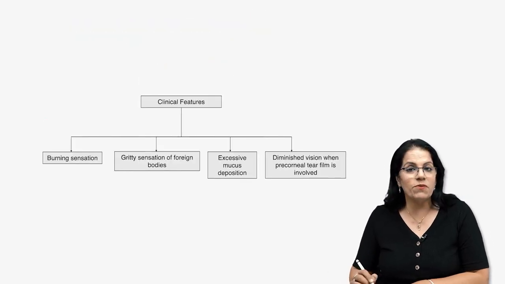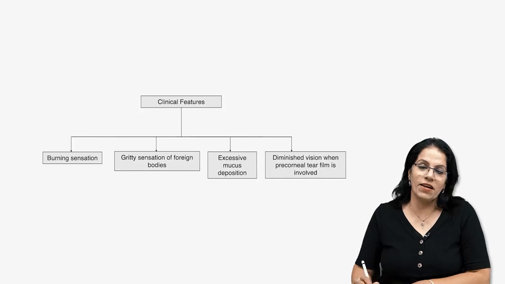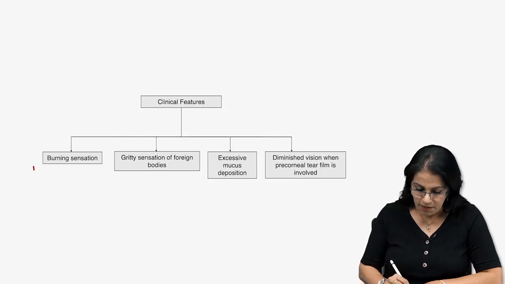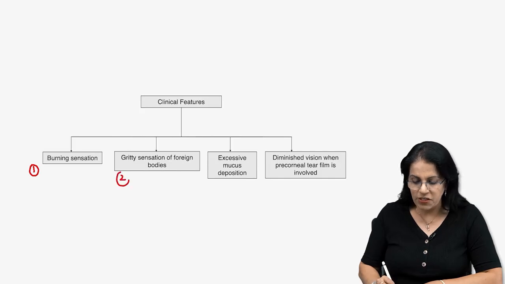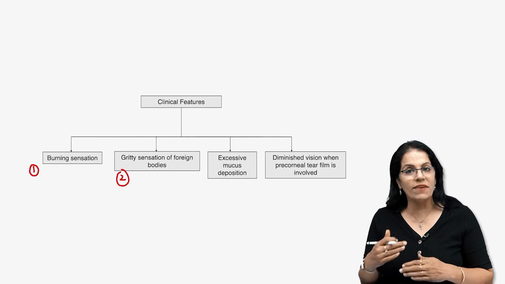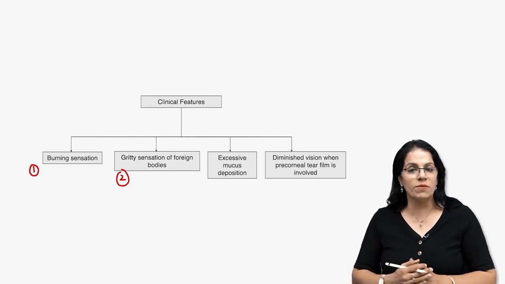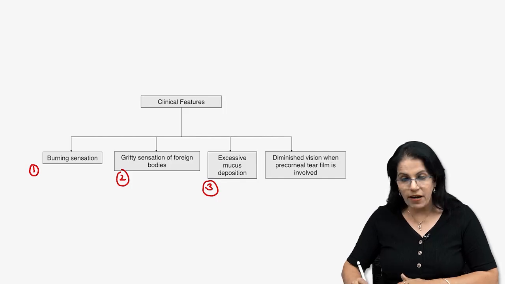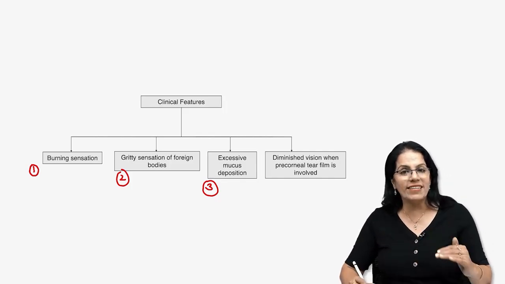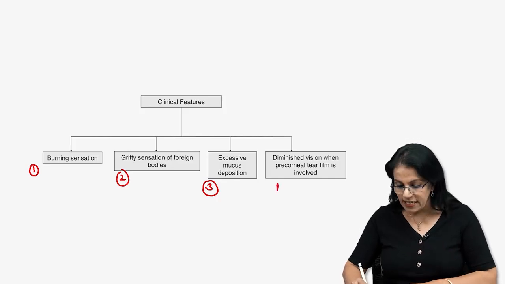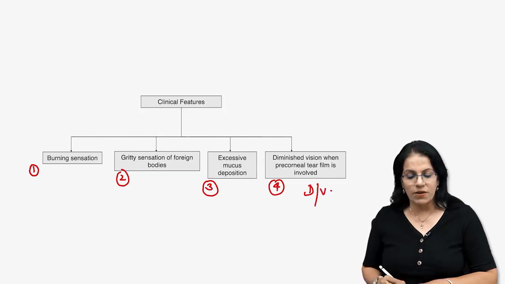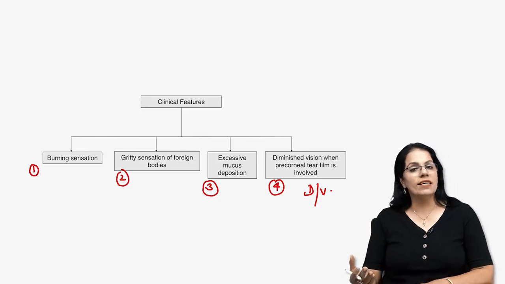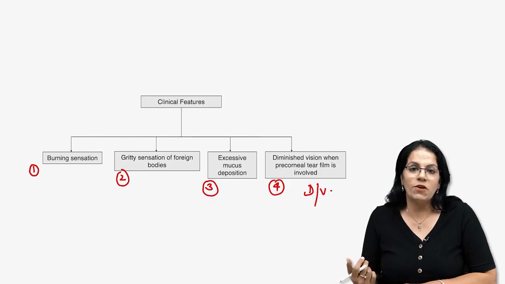Okay. Next, we talk about what will be the clinical features if the patient complains of dry eye. Very important, burning sensation. Number one, burning sensation. Then gritty sensation or something pricking in the eyes. Why? Because there is no tear to drain the debris and mucus from the eye. Therefore, there is excessive mucus deposition, and when it is affecting the precorneal tear film, that means the layer over the cornea, it can lead to marked diminution of vision. Okay. So, burning sensation, gritty sensation, more mucus deposition, and in severe cases diminution of vision.